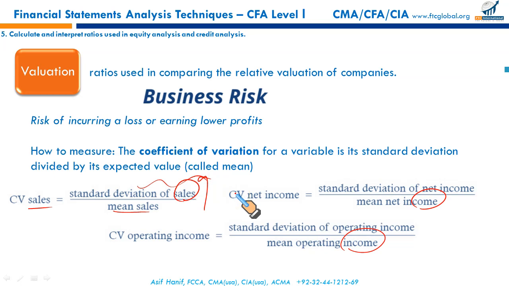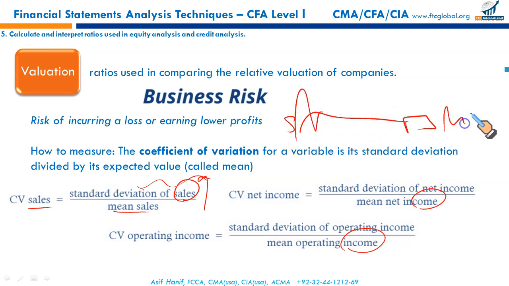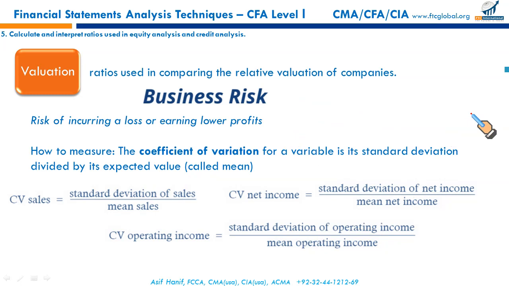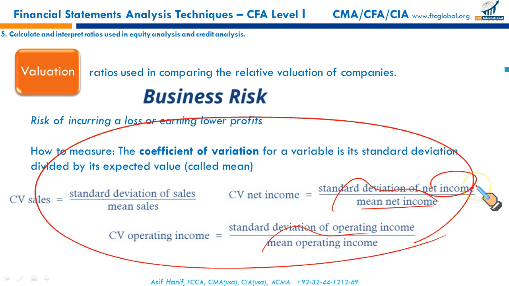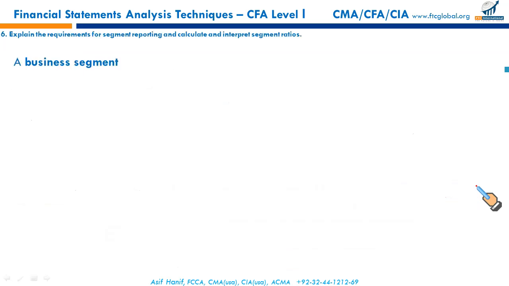There is volatility in sales, so the profits will be volatile as well, because sales eventually feed into the calculation of net profits. So if the sales are volatile, your profitability will be volatile as well. Volatility in net income, that is standard deviation of net income upon average net income, will measure how volatile your net income is, as well as for operating. So these are the three measures we use to calculate the volatility, which eventually measure your business risk. Next, business segment.